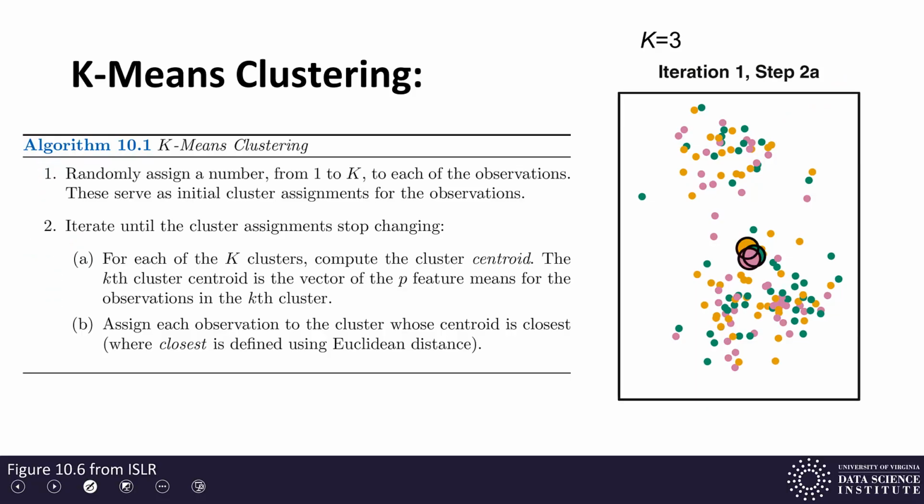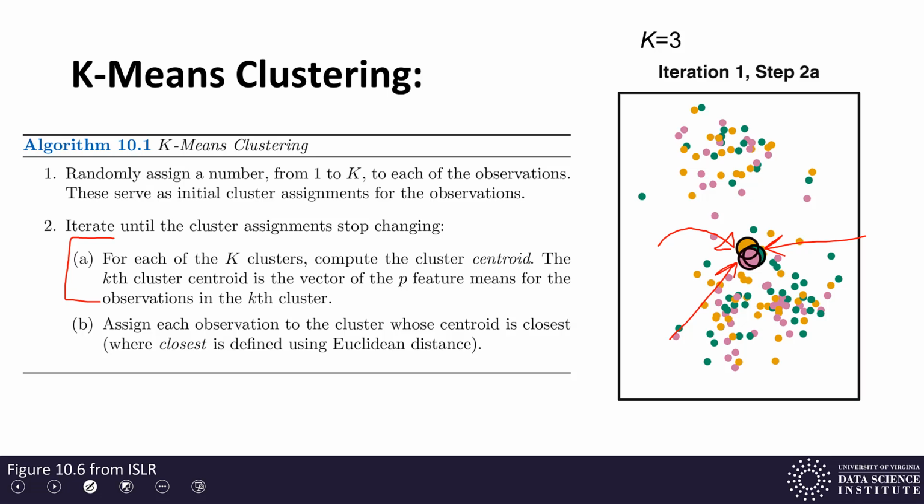This is iteration 1, step 2a, so we're doing this step right here. For each class, or each cluster, we compute the mean of that cluster, which is the centroid. For example, here we have the orange centroid, so that's the mean of all the points that are orange. Down here, we have the purple mean, and here we have the green mean. Typically, because everything was randomly assigned from the beginning, these means will be pretty close to each other.